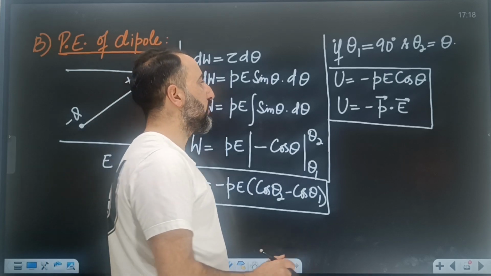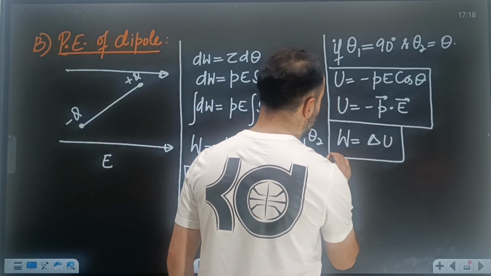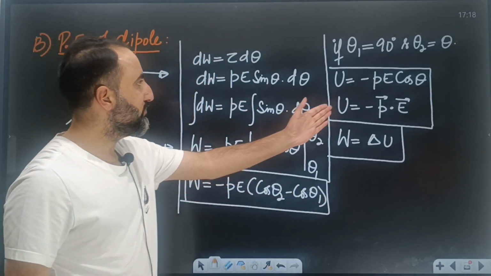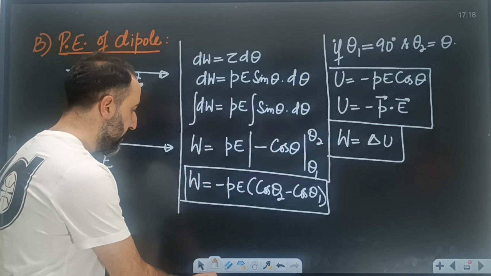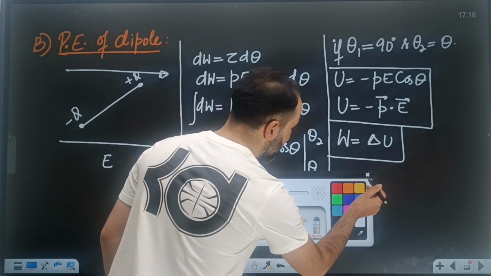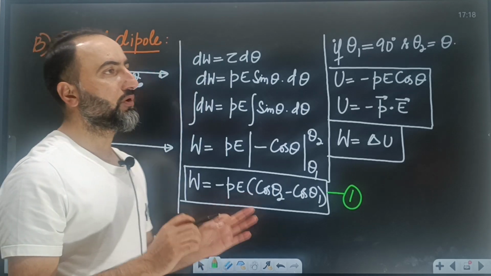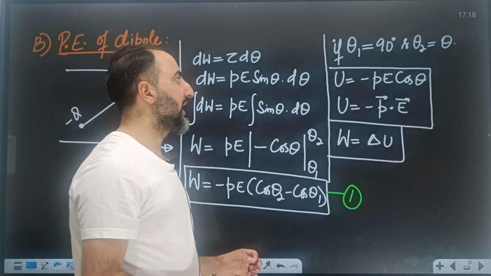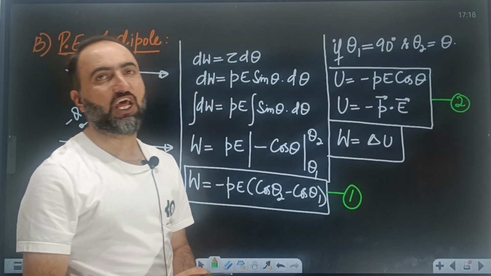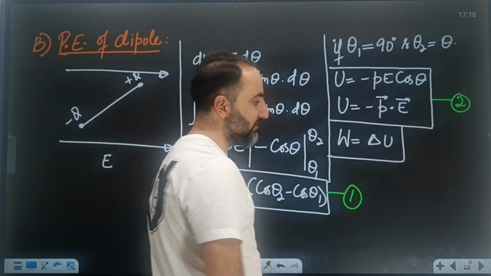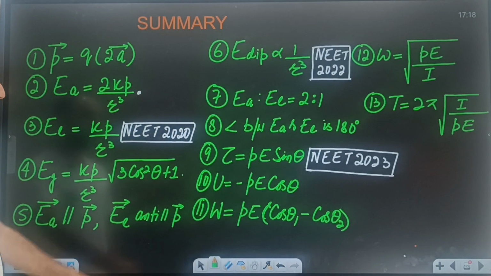Alright, and if you want to calculate the work done, it will be equal to the change in potential energy, delta U, which is equal to minus pE into cos theta 2 minus cos theta 1. That is the equation for the work done. So here we have our equation number one, which gives the work done in rotating a dipole from initial angle theta 1 to final angle theta 2, and equation number two gives you the potential energy of the dipole when it's placed in a region of uniform electric field. Okay, so this is a summary.